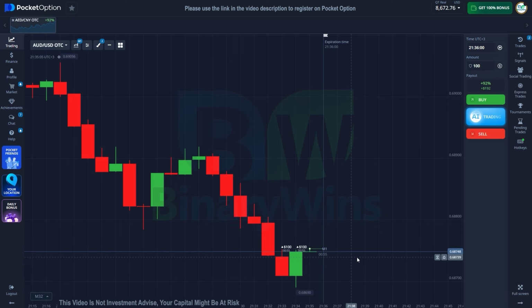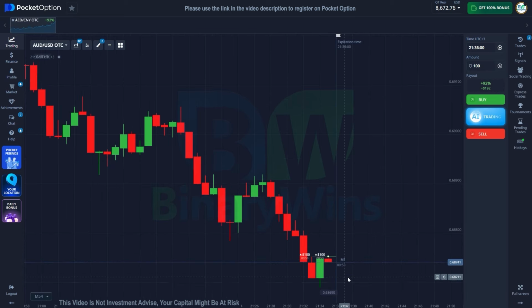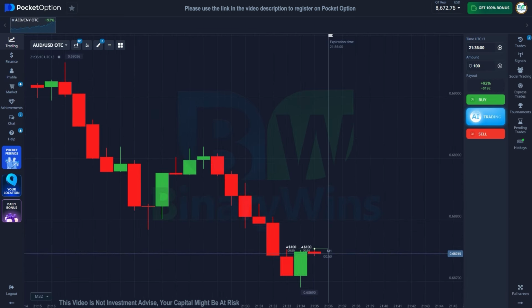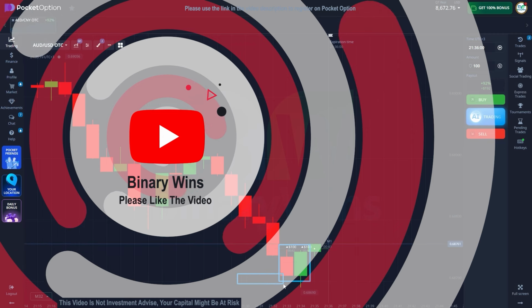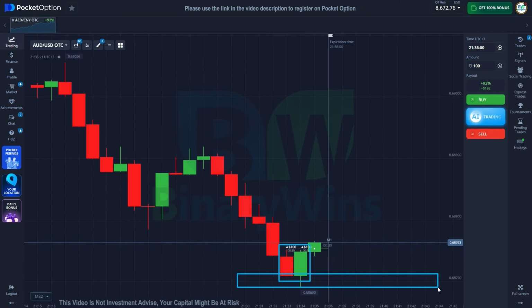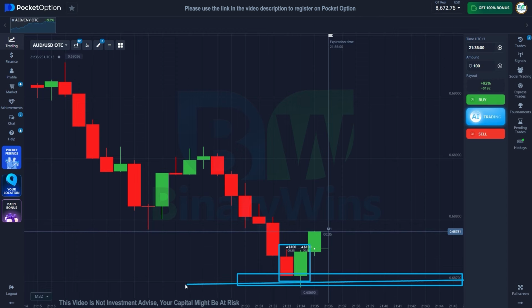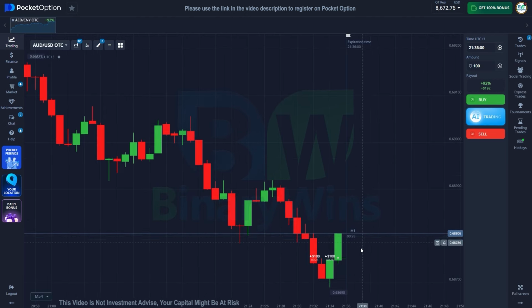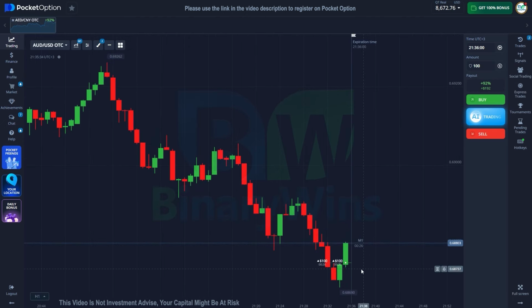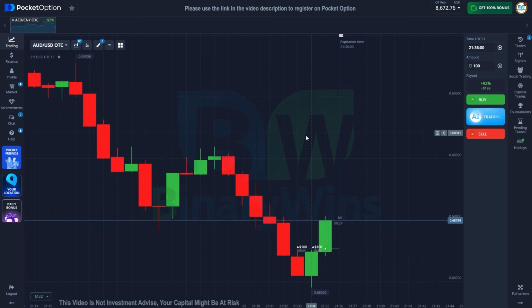I entered 2 higher trades. Look, a bullish engulfing pattern has formed for me. An effective level has formed, and at the same time, the candle has received pressure and a rejection from the round number level. That is why I entered a higher trade.